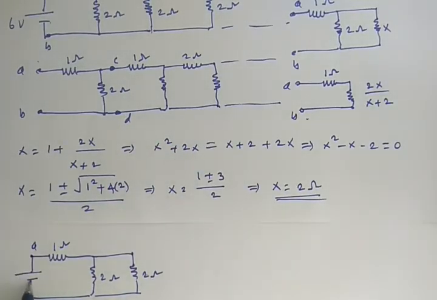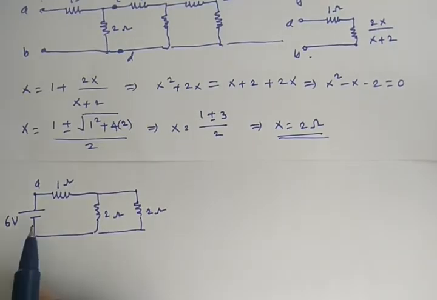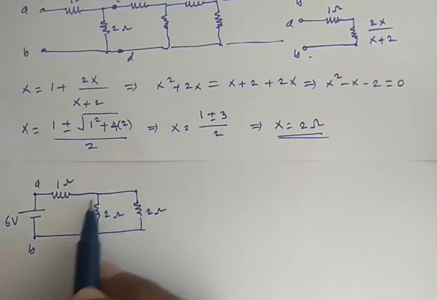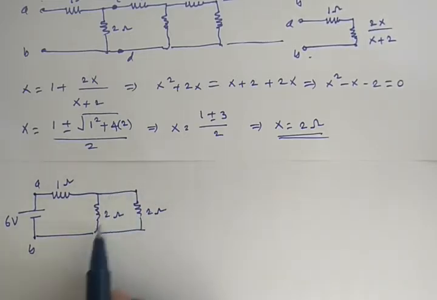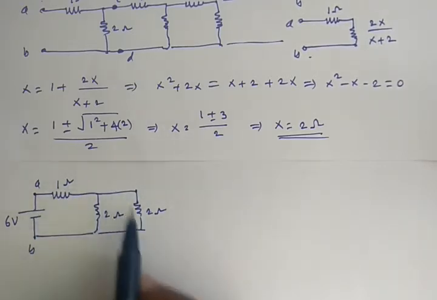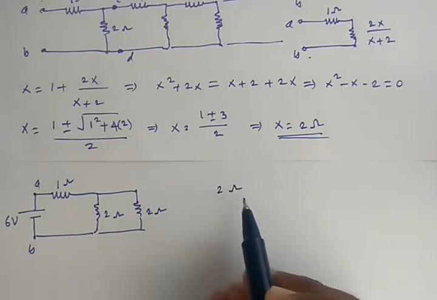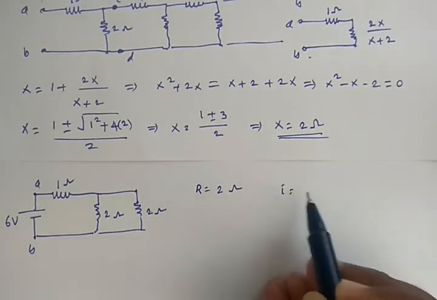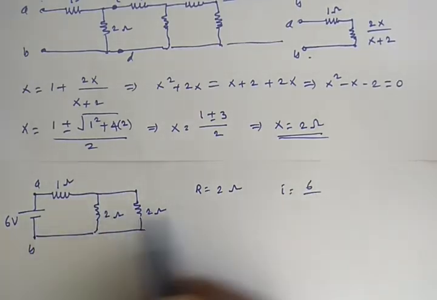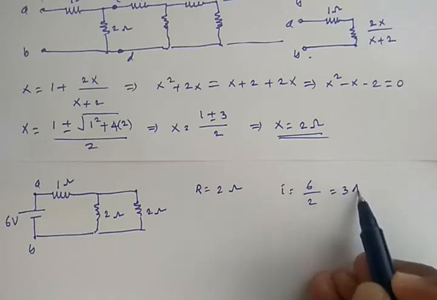Now you are connecting a 6 volt battery to this part. When you connect the 6 volt battery to this, the net current going through this circuit will be: because the 2 ohm and 2 ohm are in parallel, the effective resistance of this combination is 1 ohm, and that 1 ohm and this 1 ohm are in series. So the net resistance of the circuit is 2 ohm. Voltage is 6 volt and net resistance is 2 ohm, so you get 3 ampere.